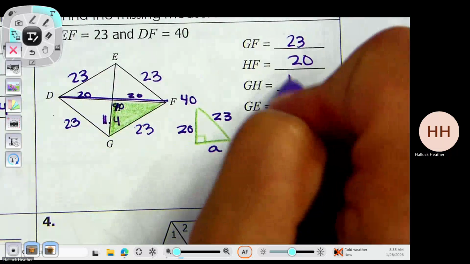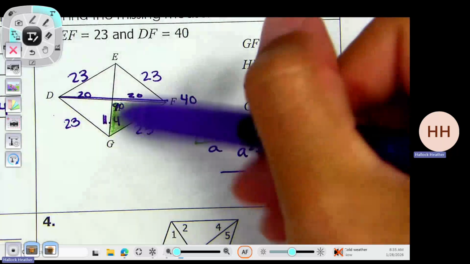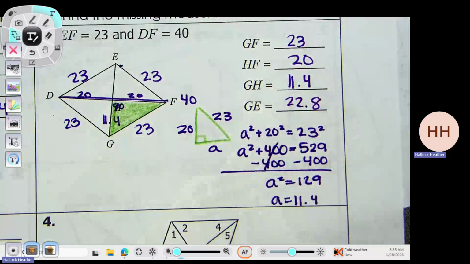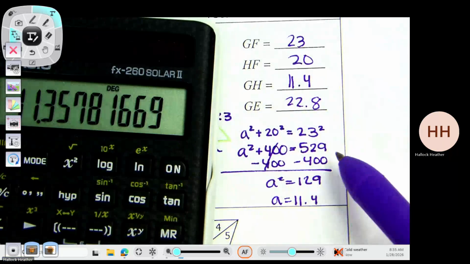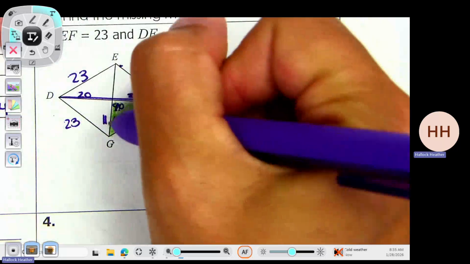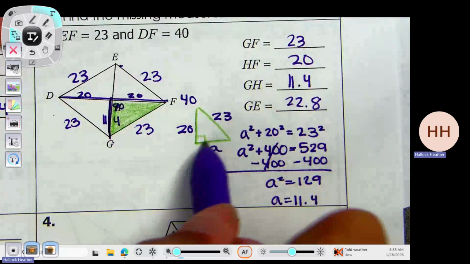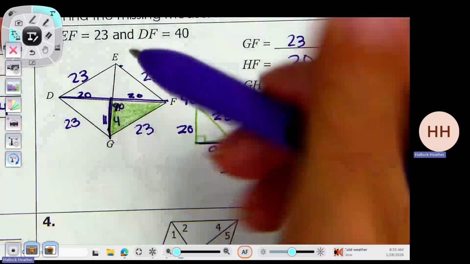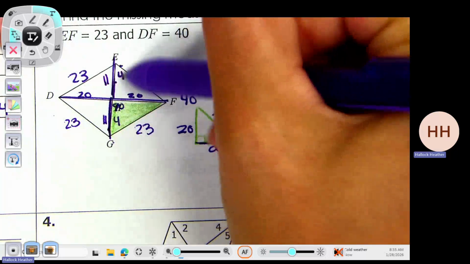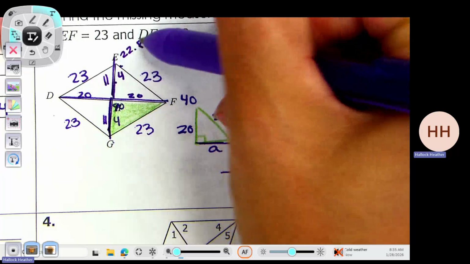11.4. So how much is G to E? 22.8. Nice. How do we feel? Do we feel okay? Yeah. Not too bad. How did I get 11.4? Oh, 11.4 is this piece, the height or the base of the triangle. So it's this piece. So the whole thing is double that. 11.4 would go here. So that whole line is 22.8.